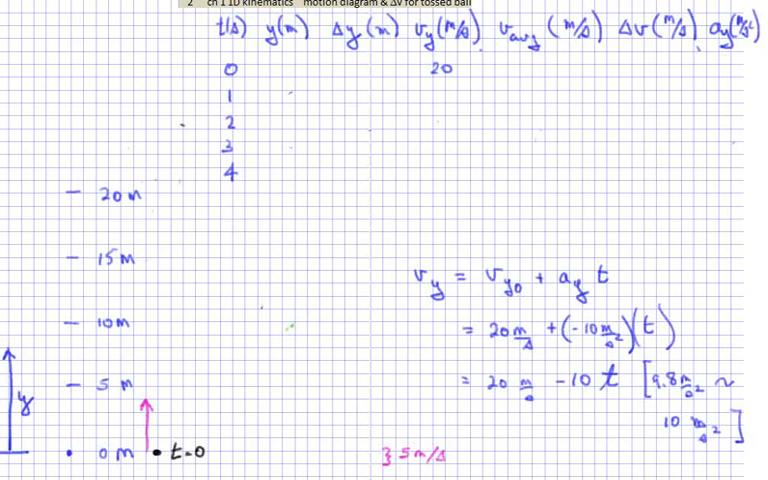I want to make a video about how to make a motion diagram for a ball that's thrown up with an initial velocity of 20 meters per second. I'm going to do this by going from this table here, which the leftmost column shows time, and I'm going to start by talking about what happens to its instantaneous velocity, which is this column here.